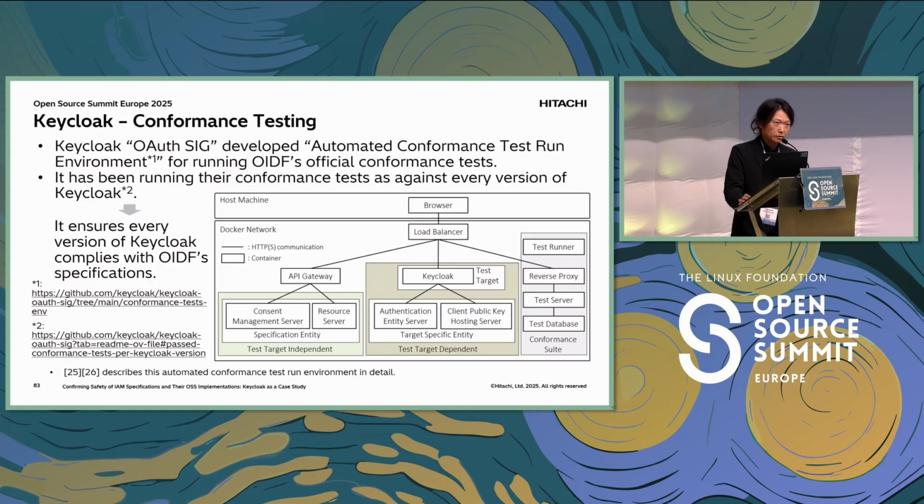The OAuth SIG developed an automated conformance test run environment for running multiple OpenID Foundation conformance tests simultaneously and automatically. By using this environment, the Keycloak project ensures that every version of Keycloak, not only major but also minor and micro versions, complies with the specifications that older versions have already supported.